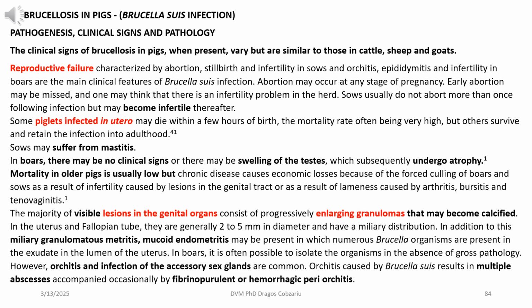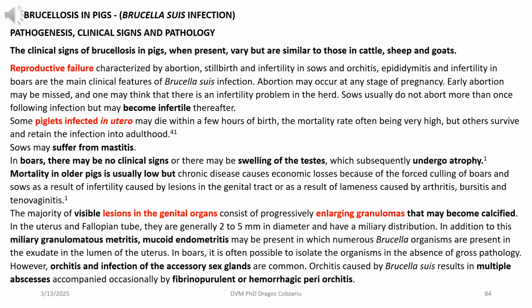Abortion may occur at any stage of pregnancy. Early abortion may be missed, and one may think that there is an infertility problem in the herd. Sows usually do not abort more than once following infection but may become infertile thereafter. Some piglets infected in utero may die within a few hours of birth, the mortality rate often being very high, but others survive and retain the infection into adulthood. Sows may suffer from mastitis. In boars, there may be no clinical signs or there may be swelling of the testes, which subsequently undergo atrophy.